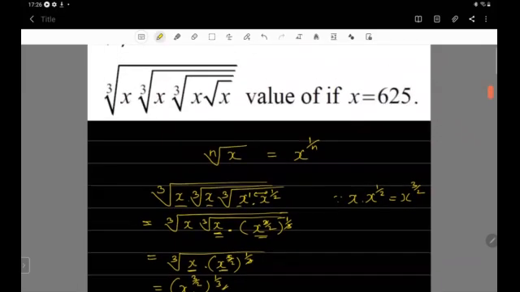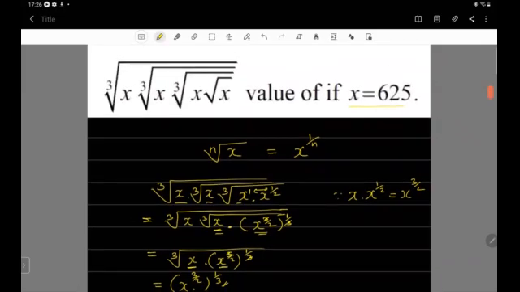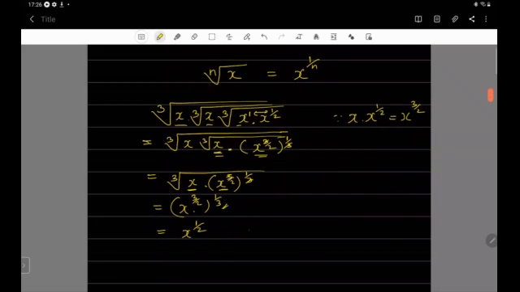So the question was, if x is 625, what is your answer? So we know 625 power half, that is root over 625, the answer is 25, correct? So the answer to this problem is 25.